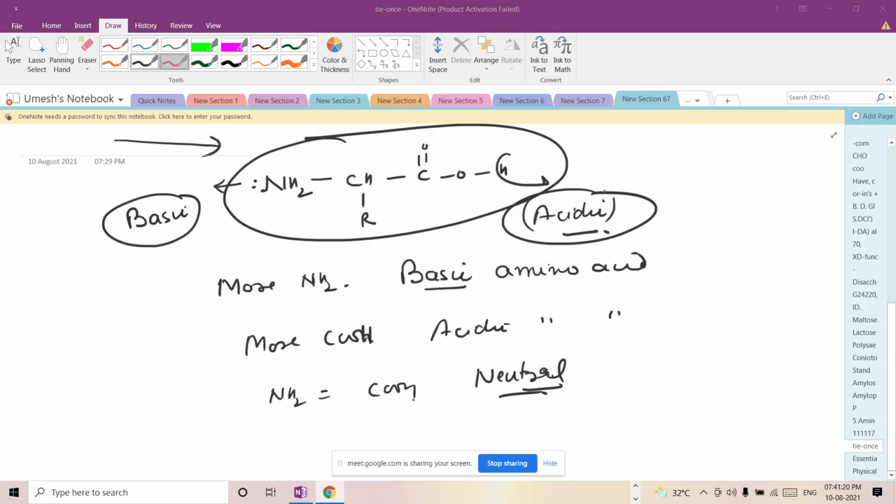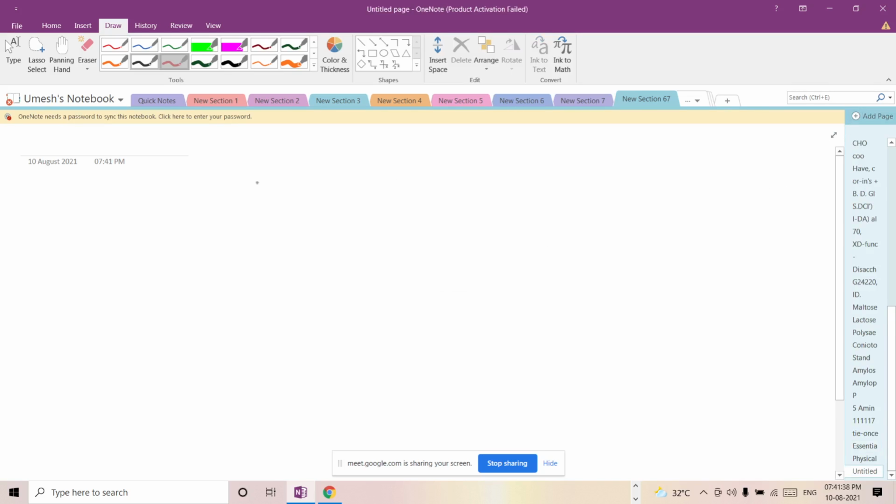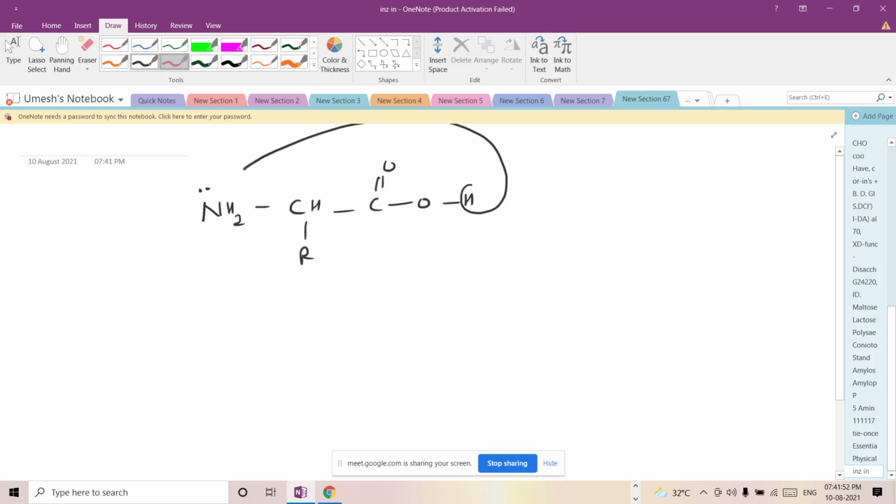But here, from the structure, I find that it is not ionic at all. But the properties show that it is. So, how do you prove it now? We can prove it like this. This is acidic. It can give the H positive ion. It is taken up by the NH3 group here. It now becomes NH3 positive, CHR, and COO negative ion.